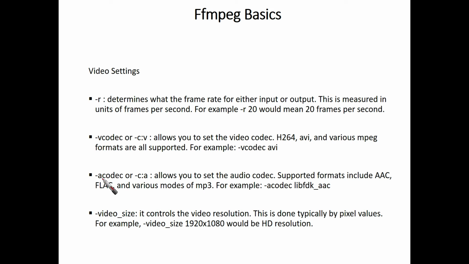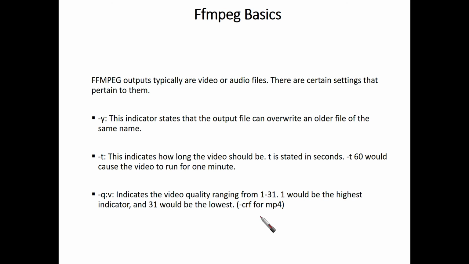Then you can also mention what kind of audio codec you'd like to use. For example, audio codecs are AAC, FLAC, and various modes of MP3. You can also give the option for your video size. For example, you mention the video size option and then give the size you want, for example 1920 by 1080. This is roughly equivalent to HD resolution, high definition, right?